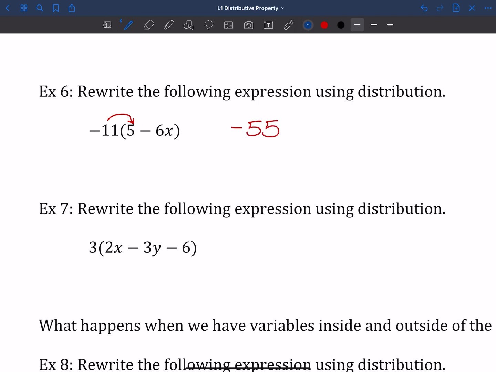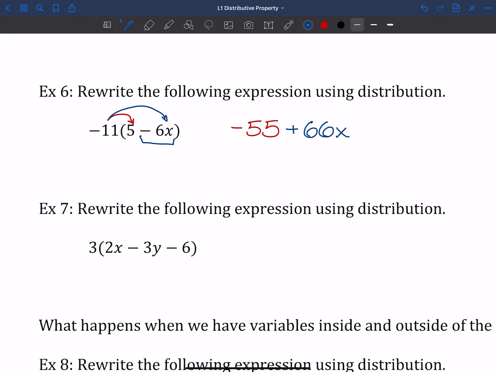When we do the second piece, we multiply it into that negative 6x. I'm thinking about it as negative 11 times negative 6, which is positive 66, and then that x comes along. So when you have a negative times a positive, it comes out as negative, when there's only one of each. When you have two negatives multiplying, they switch back to being positive.